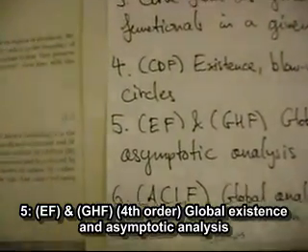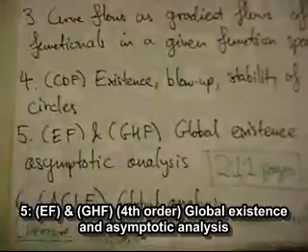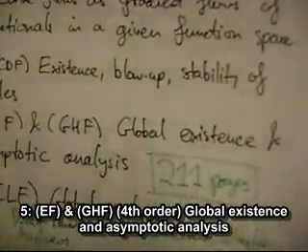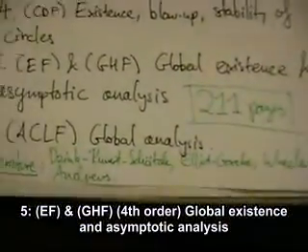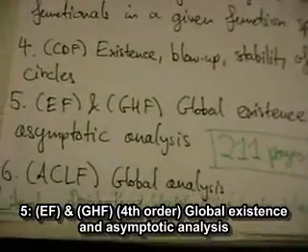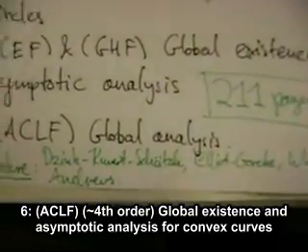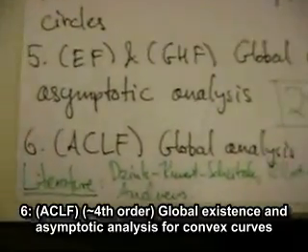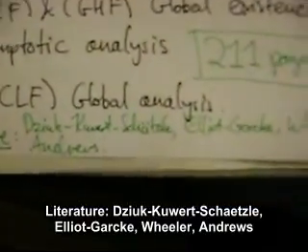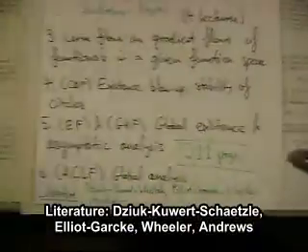Okay. Now, other flows we're going to talk about, this is 4th order, of course, is the elastic flow. This is the gradient flow of the curvature in L2. And the generalized Helfrich flow, which is the gradient flow of this generalized Helfrich functional. And we're going to give global existence and asymptotic analysis for these flows. Okay. And then the final flow, if we have time, is the affine curve lengthening flow. And we're going to do global analysis, as well as asymptotic analysis for this flow. Now, the literature relevant here is Chou, Koiso, Wheeler, Elliott, Garcke, myself, and Ben Andrews.